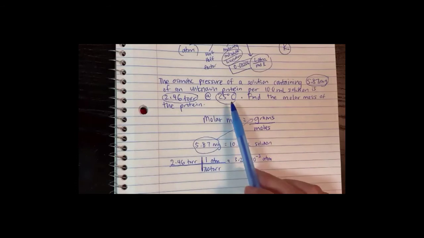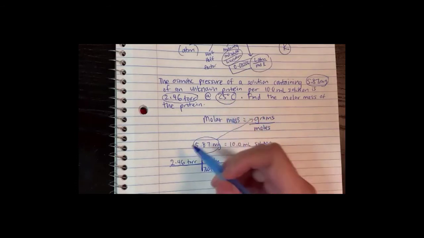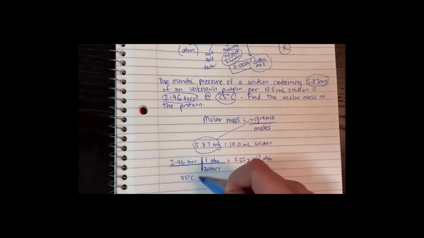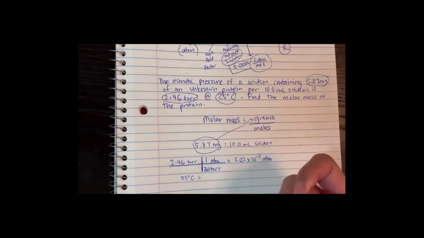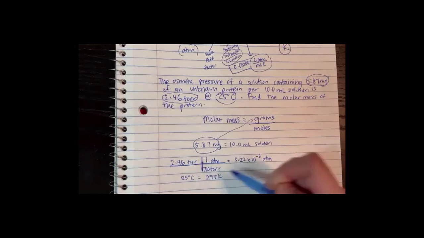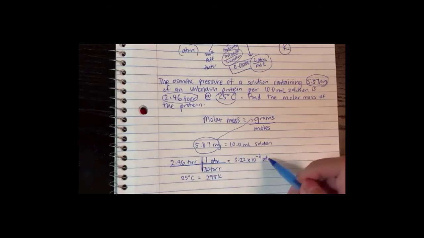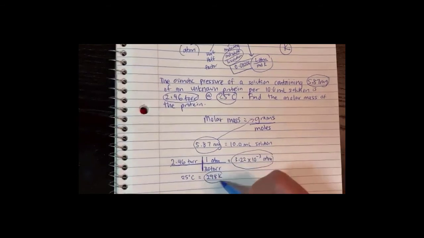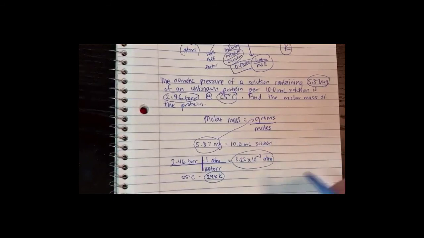And then we also want the temperature converted. So 25 Celsius, we need to report it in Kelvin. So it's 25 plus 273 here. We get 298 Kelvin. Okay, so now we have ATM, we have Kelvin, and we know R. We can solve for molarity.